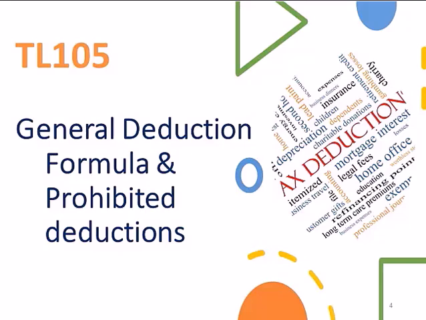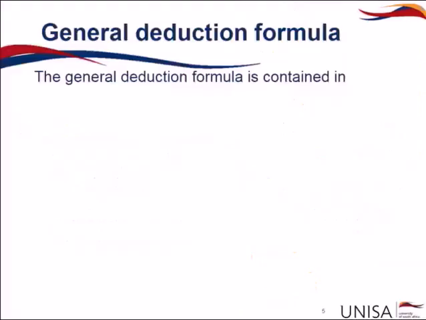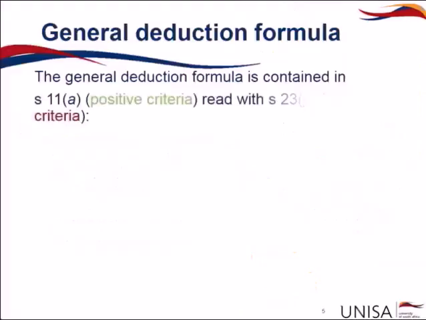Starting with the general deduction formula and also having a quick look at some of the prohibited deductions. The general deduction formula is contained in section 11A, which has all the positive criteria, and it must be read together with section 23G, which is the negative criteria.